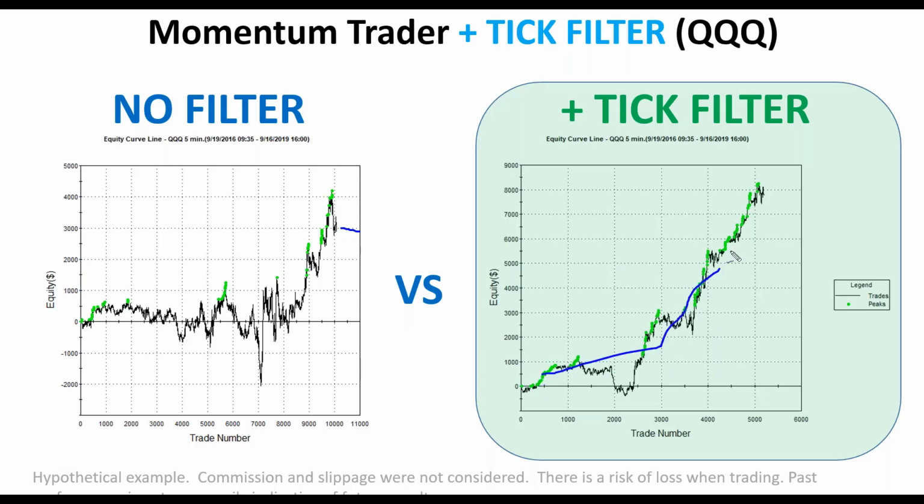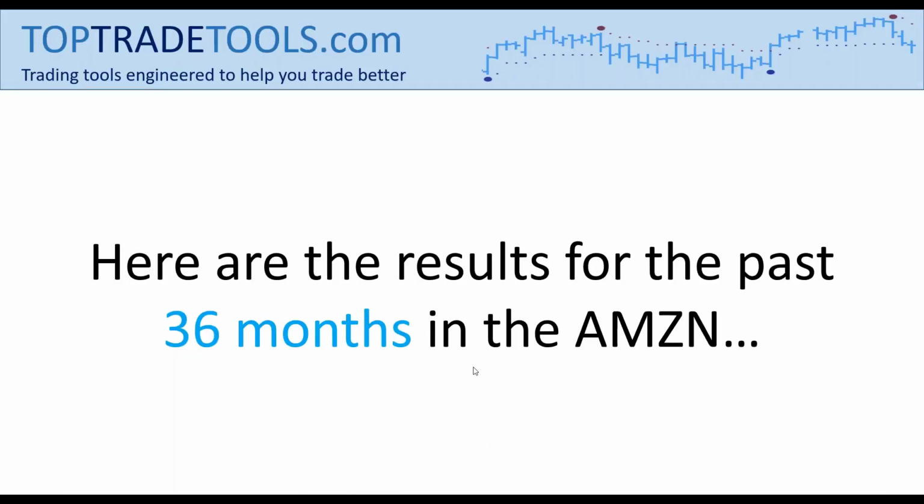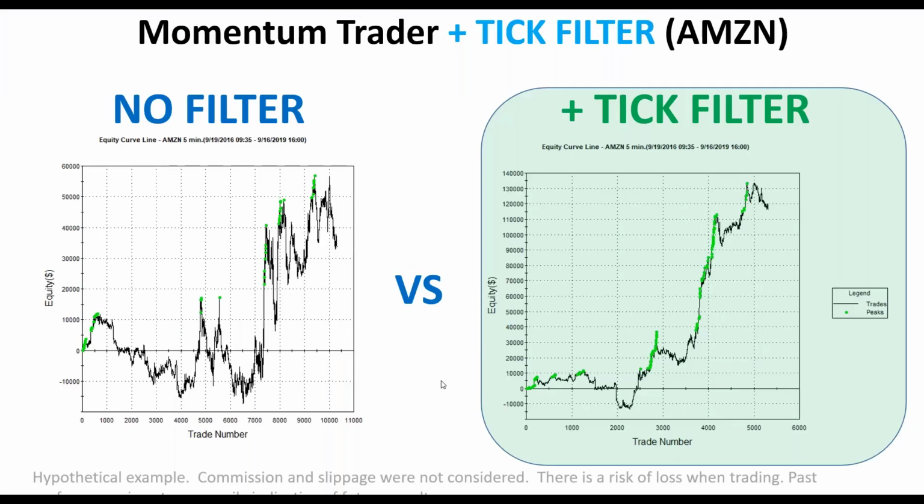And with the filter, it was almost up $8,000. So the filter was still extremely helpful in giving us an advantage in knowing which way to trade. And I said, okay, what if it works well in the indices? What about individual stock? Would this filter help us with Amazon stock, for example?